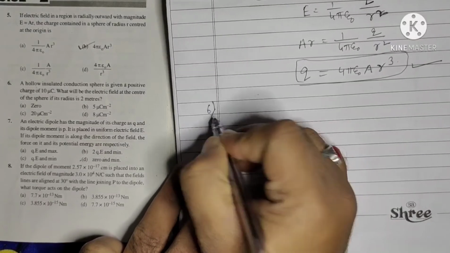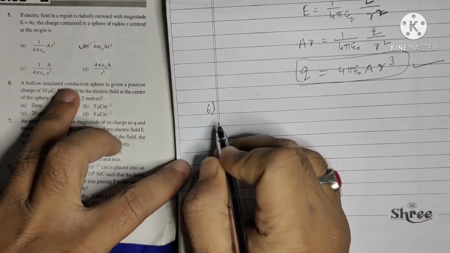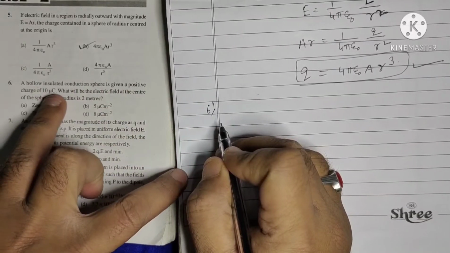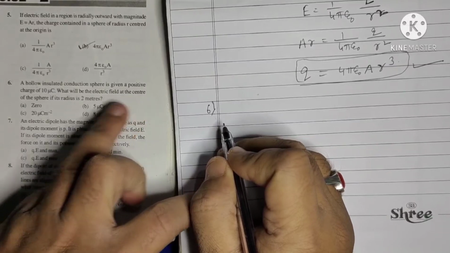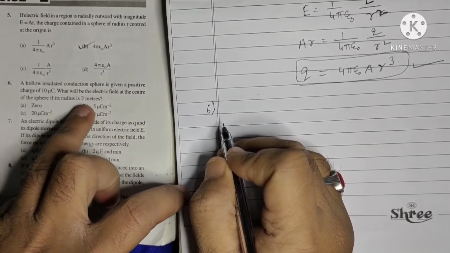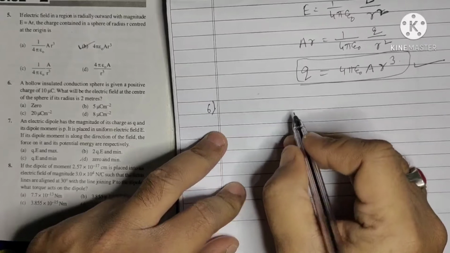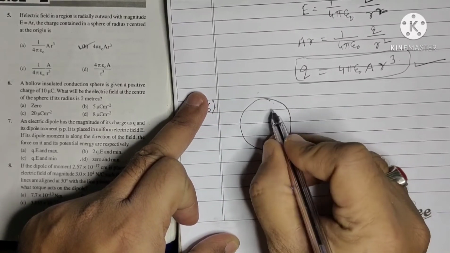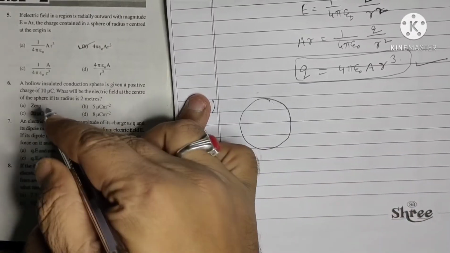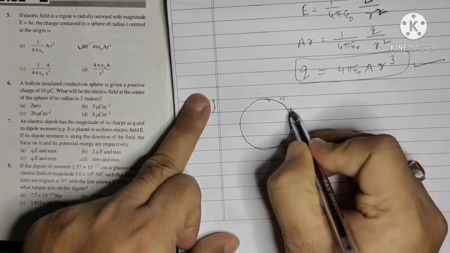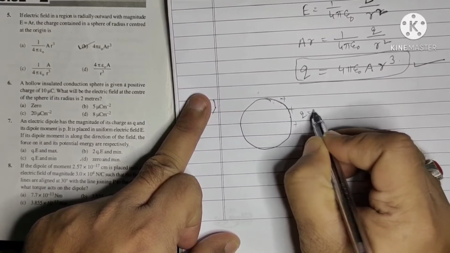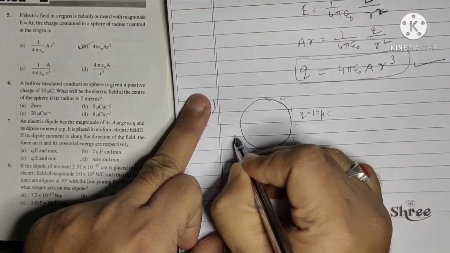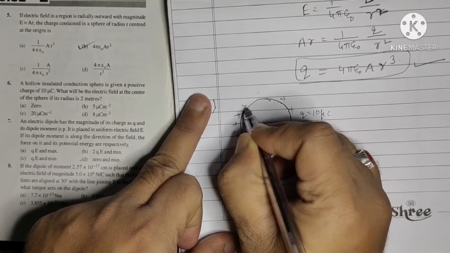Now question number 6. A hollow insulating conducting sphere is given a positive charge of 10 microcoulomb. What will be the electric field at the center of the sphere if its radius is 2 meter? So he is telling that one hollow sphere is there, and hollow sphere means inside it will be empty. The 10 microcoulomb charge is given outside, on the surface.